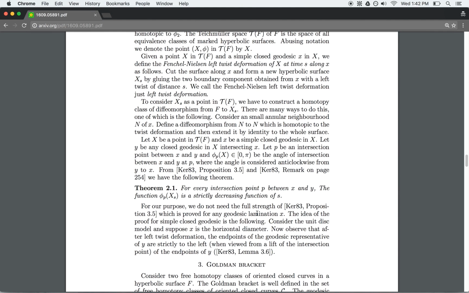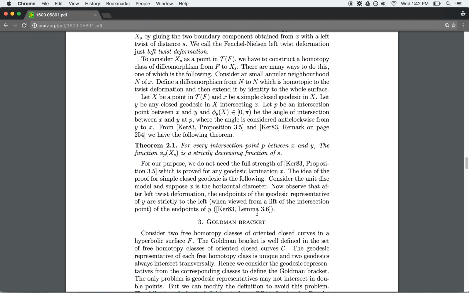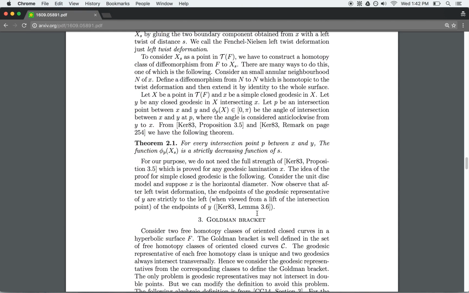From two previously published papers, we have the following theorem. Theorem 2.1. For every intersection point P between x and y, the function φ_P of X_s is a strictly decreasing function of s.